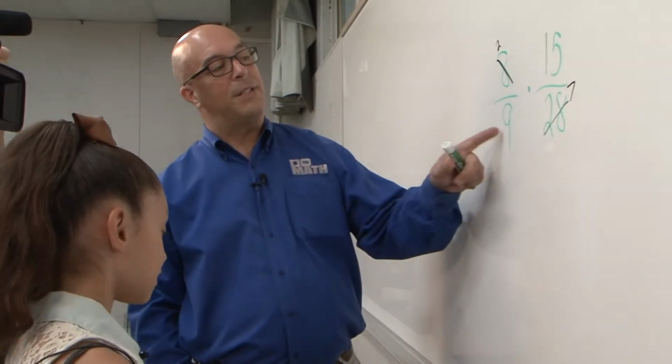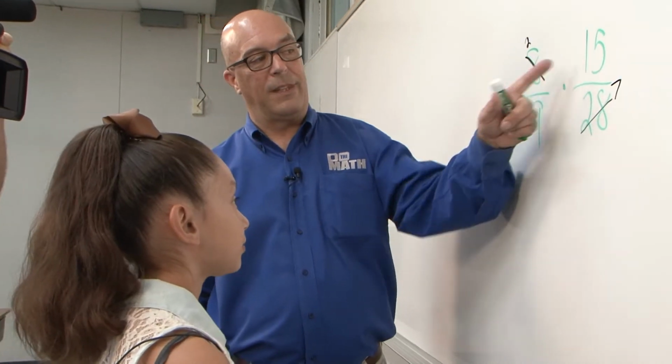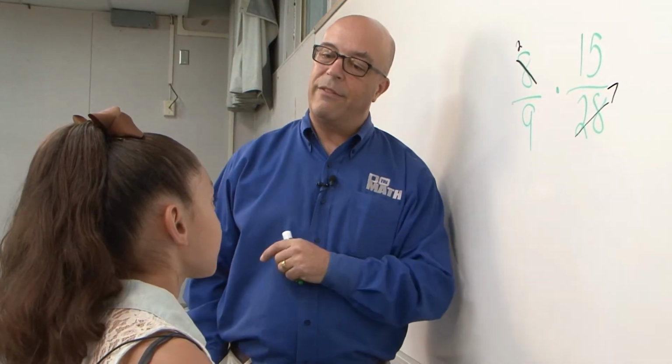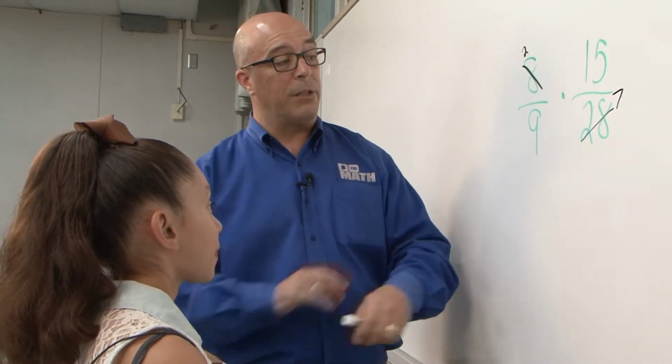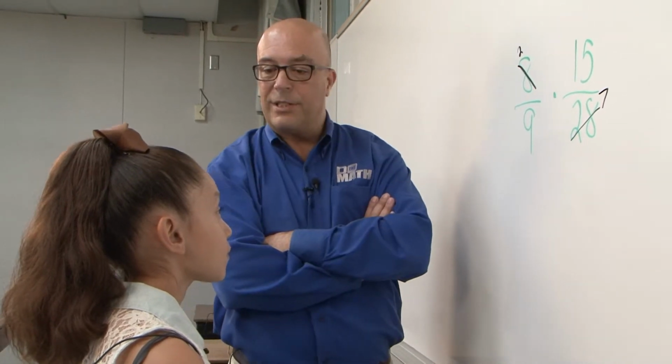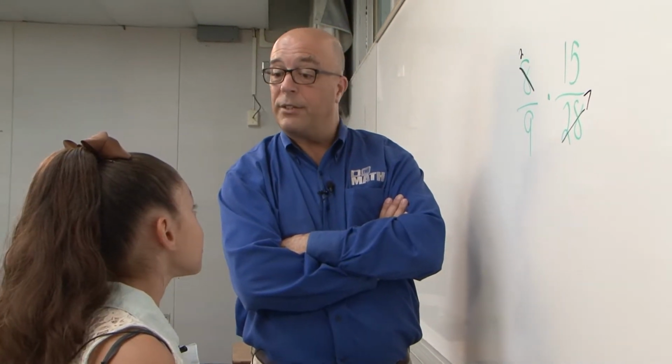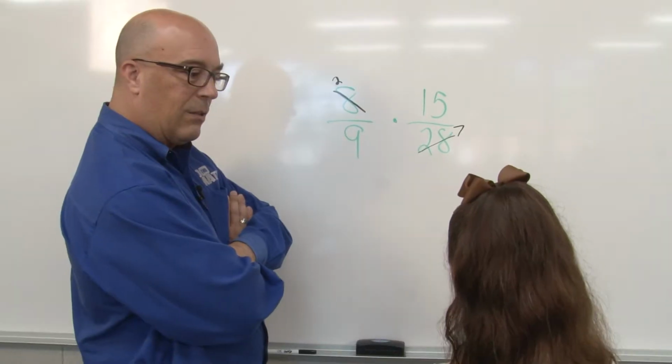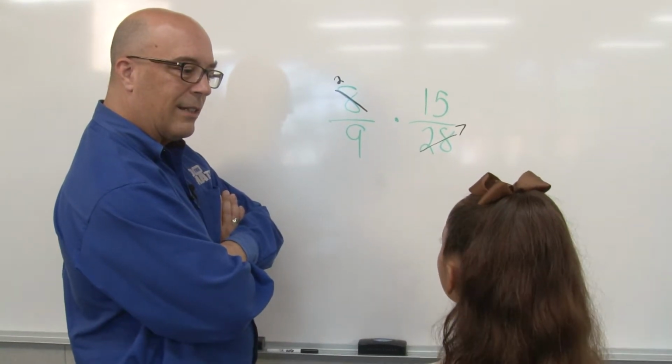So now think about 9 and 15. Is there anything that can go into 9 and 15? Think about 9 first, the smaller number. What goes into 9? 1. 1, and what else? What times what is 9? It's the same number.